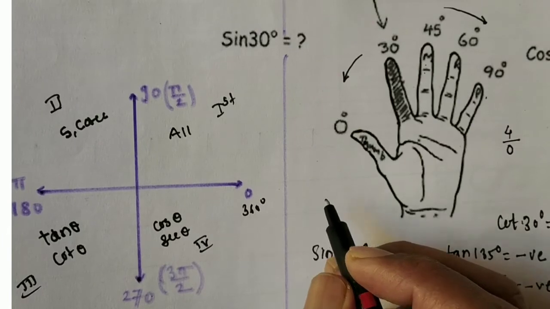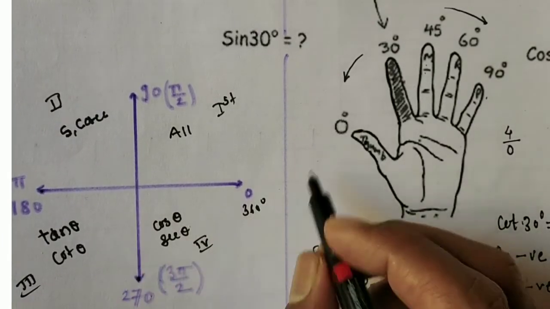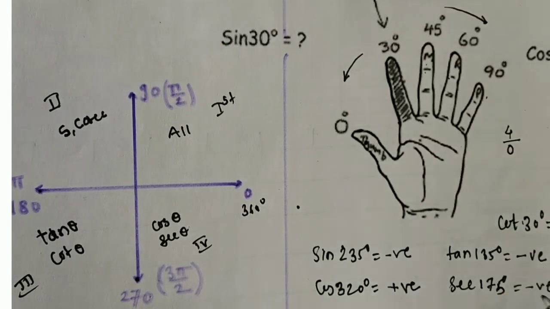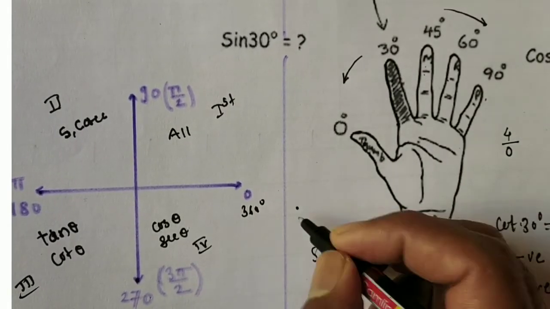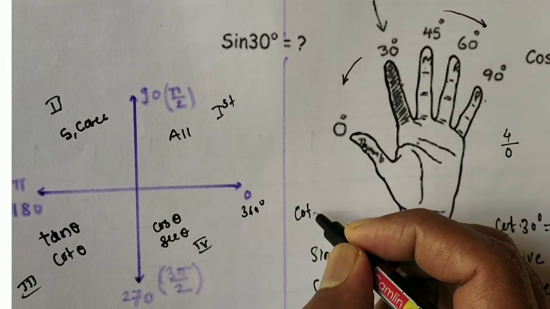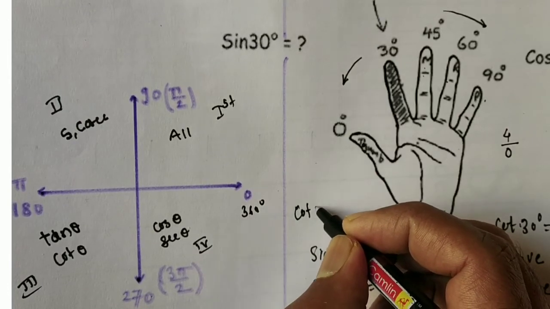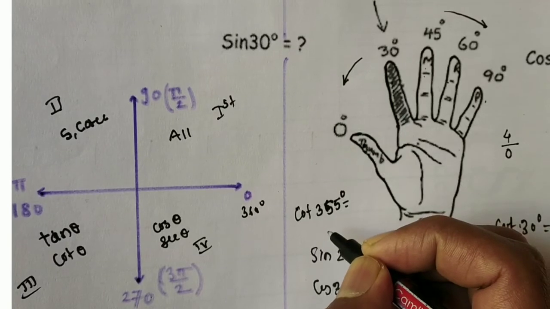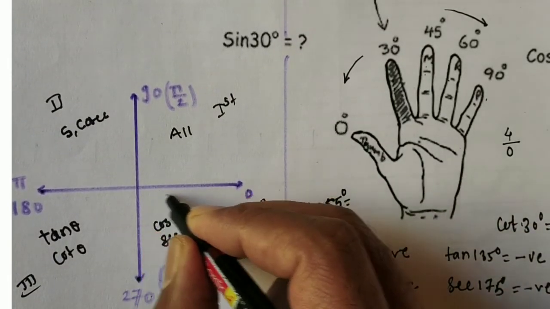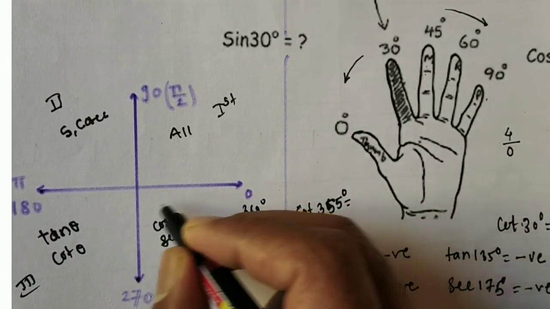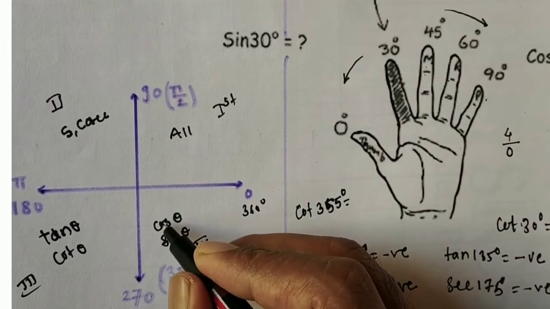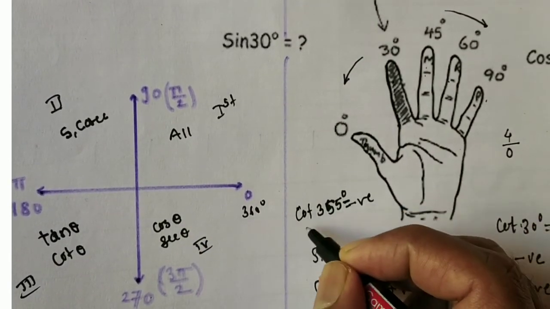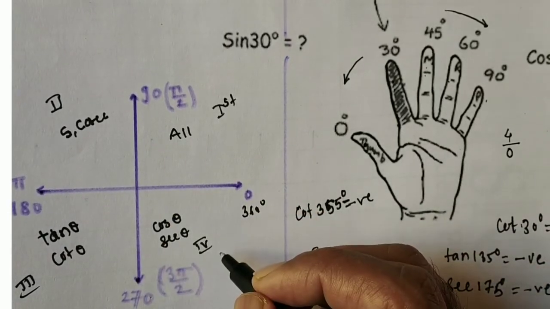Okay, similarly, suppose we want to calculate cot of 355 degree. 355 lies in this quadrant. In this quadrant, what are the positive ones? Only cos and sec. So it will be negative because we have cot. So it will be negative.